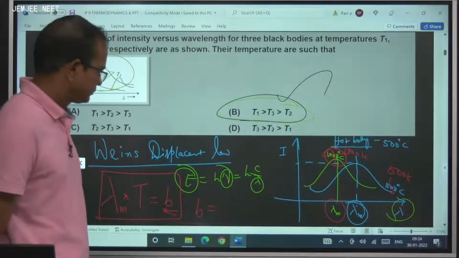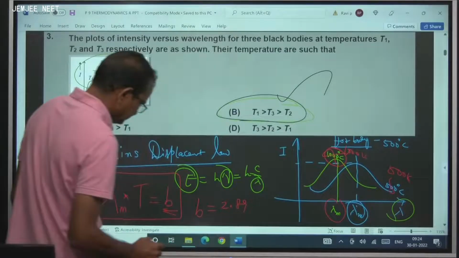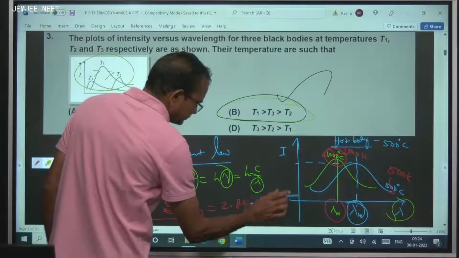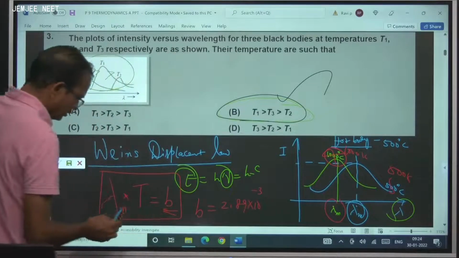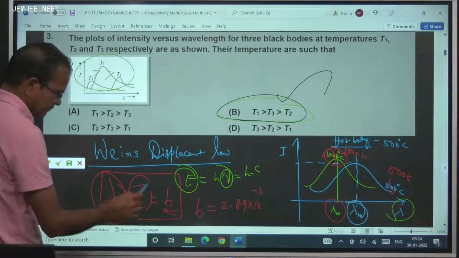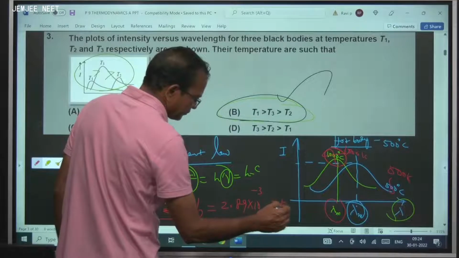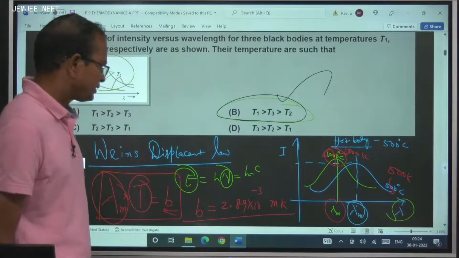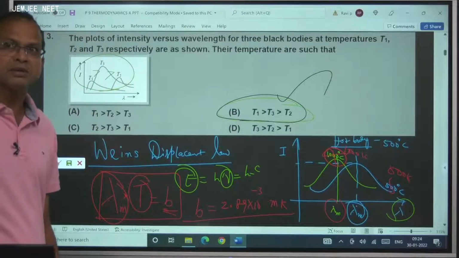So 2.89 into 10 to the power of minus 3. Here this is meter, and this is Kelvin, right? Therefore meter Kelvin. Yes, very good, Kanna. Please all of you note down 2.89 into 10 power minus 3 meter Kelvin, a universal constant.